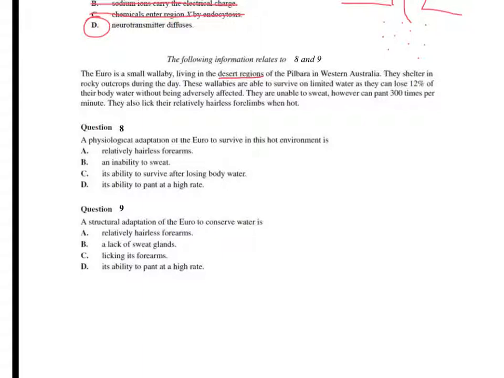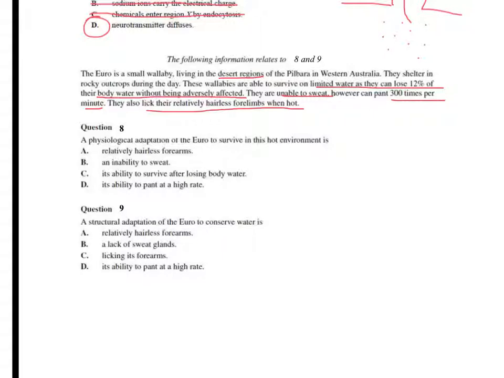These wallabies are able to survive on limited water, as they can lose 12% of their body water without being adversely affected. They are unable to sweat, however can pant 300 times per minute. They also lick their relatively hairless forelimbs when hot. Okay, so that's given us information about all the different adaptations that they've got. What we've now got to do is decide whether those adaptations are physiological or structural.